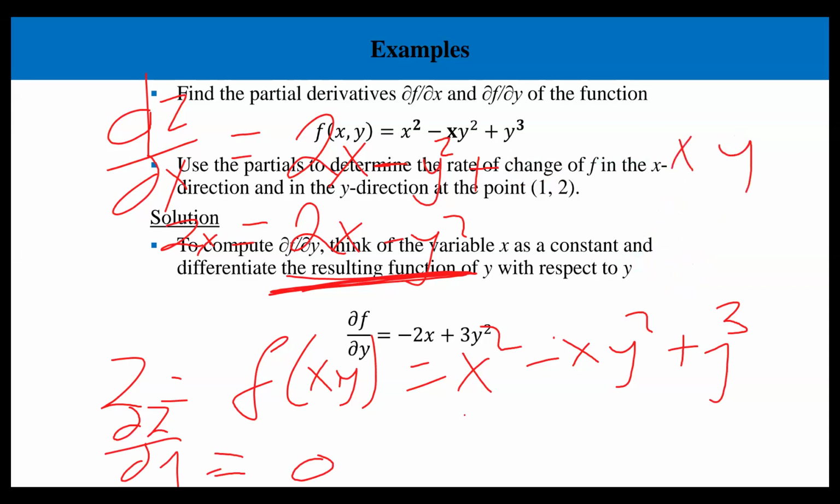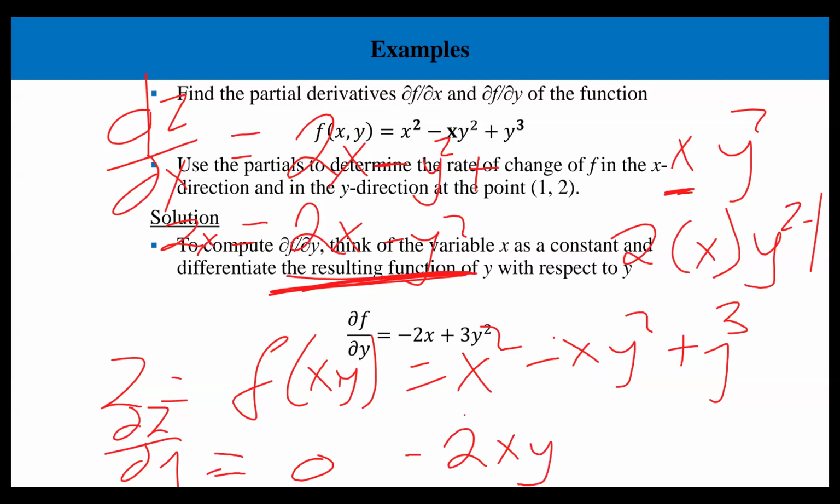This is the xy squared. You treat this x as a number, just as you treat it as 3y squared. So you drop the power 2 times this x, which has been treated as a constant, then y to the power 2 minus 1, which will just be y. So it will be minus 2xy plus, we're differentiating y cubed, the derivative will be 3y squared. All that. This is a partial derivative now with respect to y.